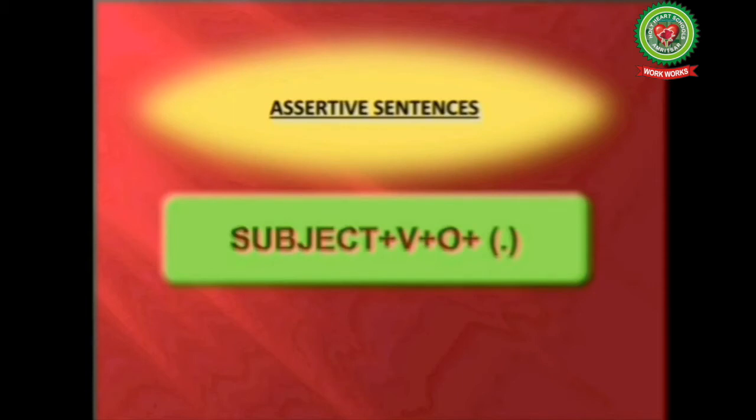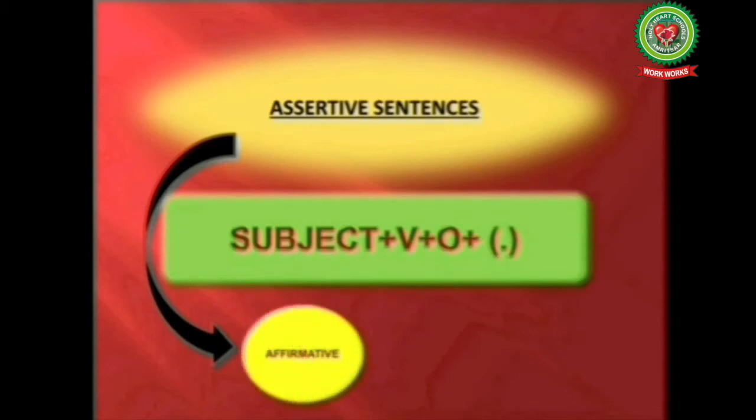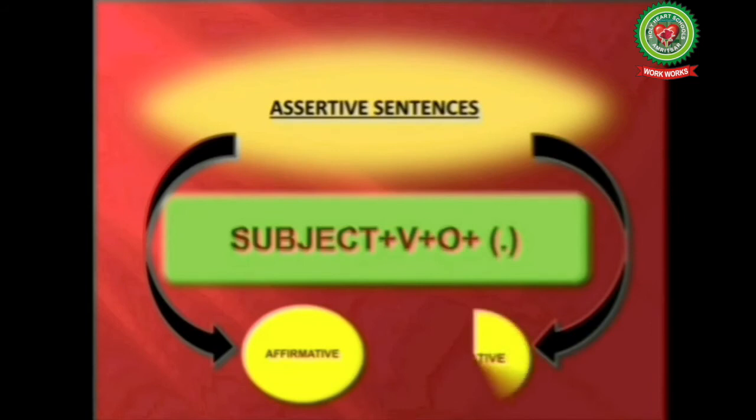Now students, assertive sentences are of two types. First is affirmative sentences. Now affirmative sentences are sentences without any negative word. And the second is negative sentences. Negative sentences are sentences with negative words. Negative word means no, not, none, never, nothing, neither nor, etc. Now students, if a negative word like no, not, none, etc. is used in a sentence, then it becomes a negative sentence.